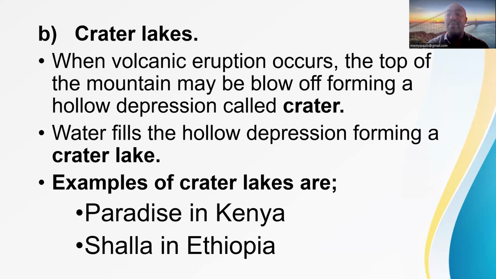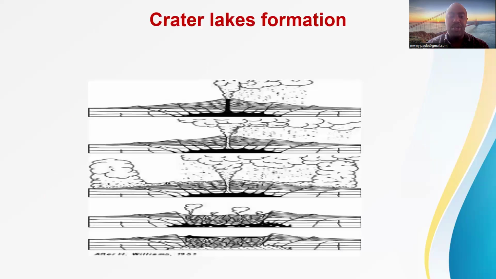Another lake that is formed due to volcanicity is crater lakes. You see, when volcanic eruption occurs, the top of the mountain may blow off, forming a hollow depression referred to as a crater. Now, if water fills the hollow depression, it forms a crater lake. An example is Lake Paradise in Kenya, that's on the crater that's on top of Mount Marsabit, with Lake Shala in Ethiopia. I'm showing you how a crater lake is formed.